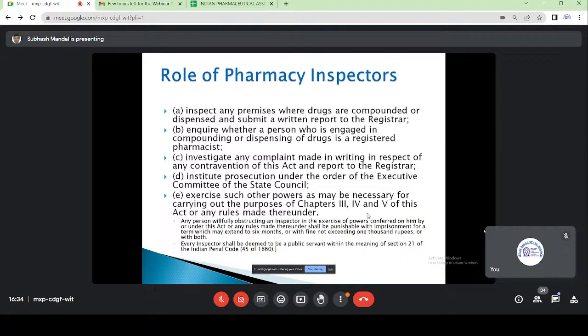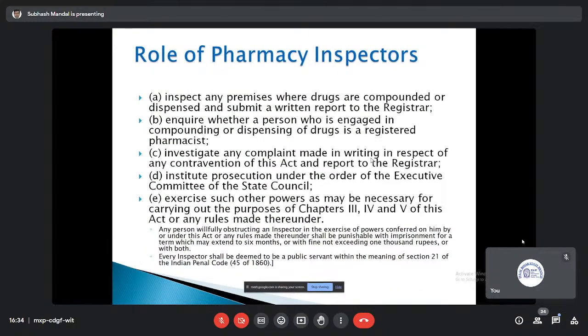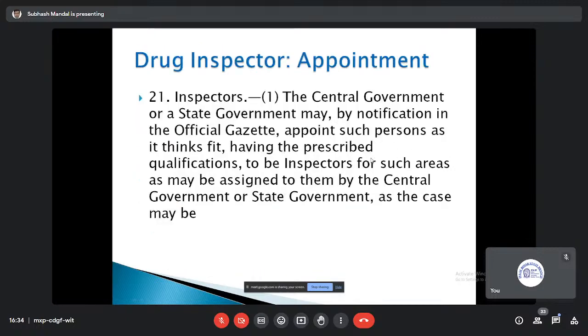And each and every pharmacy owner as well as the pharmacists are bound to allow the inspectors to inspect their premises, and any contravention of this is punishable with imprisonment for up to 6 months or with a fine which may extend up to 1,000 rupees.